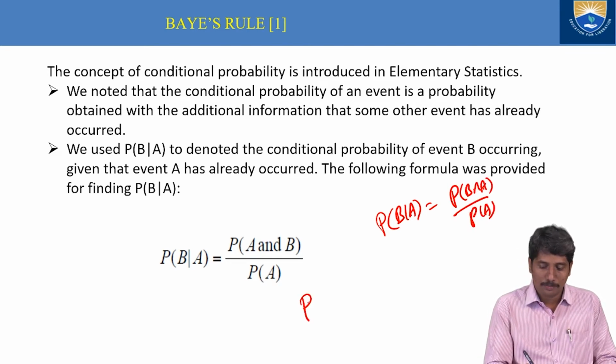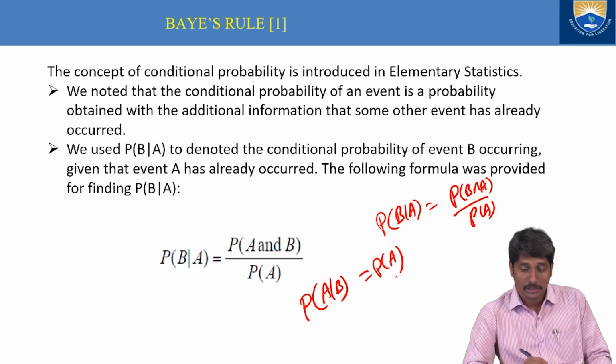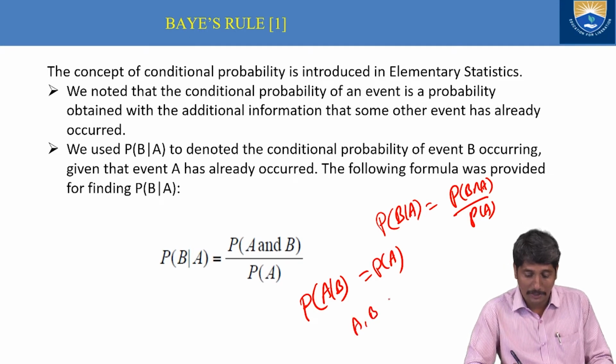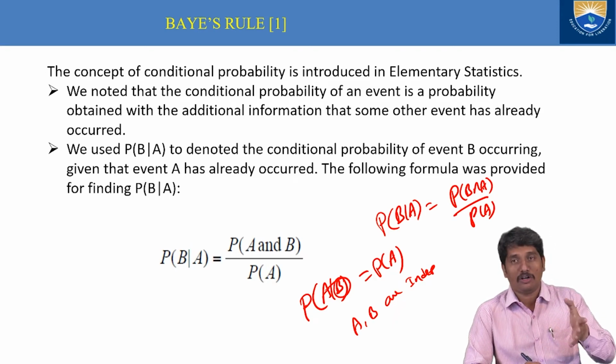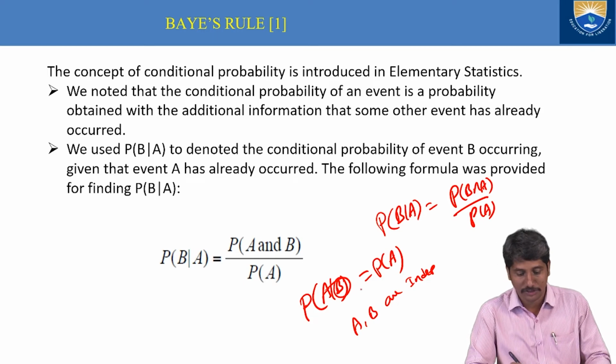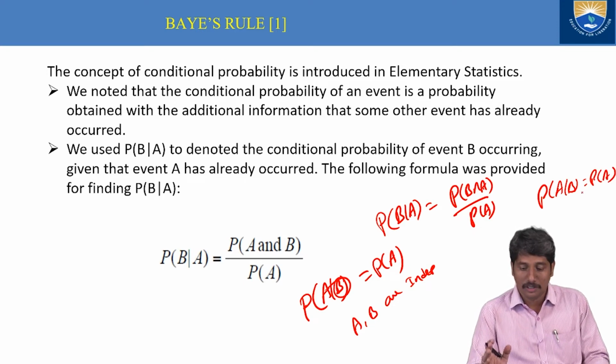So whenever P of A given B and P of A are equal, then we call A and B independent. That means imposing the condition B is not at all showing any impact on the happening of A. Whether you impose B or not, that is not at all affecting A. That is what P of A given B equals P of A means: the condition B is not at all influencing A.